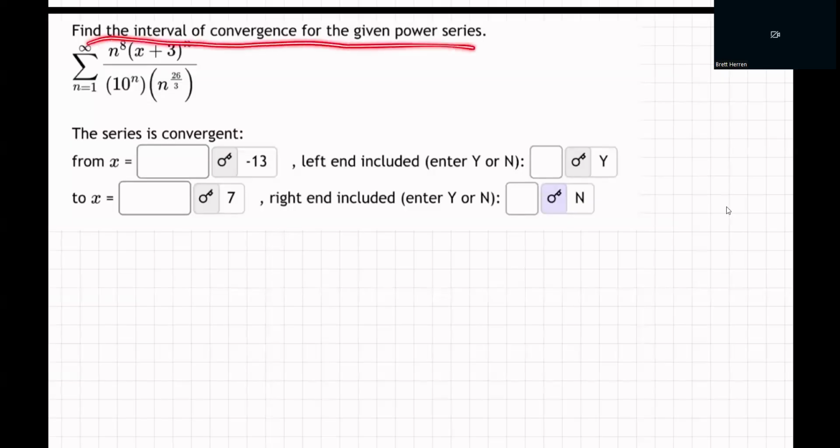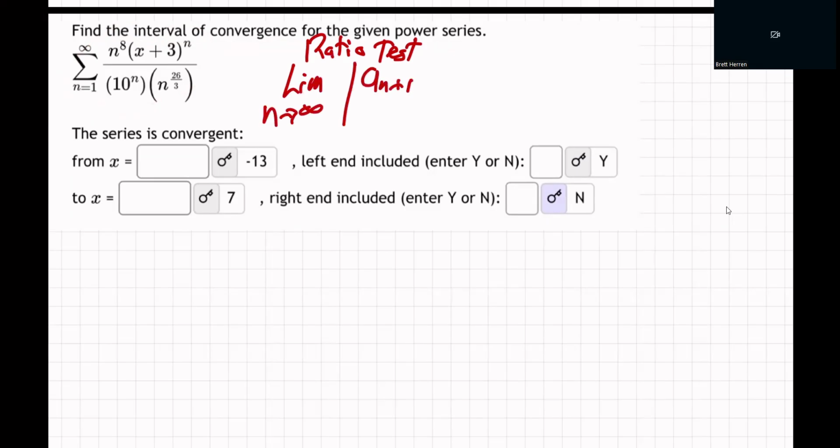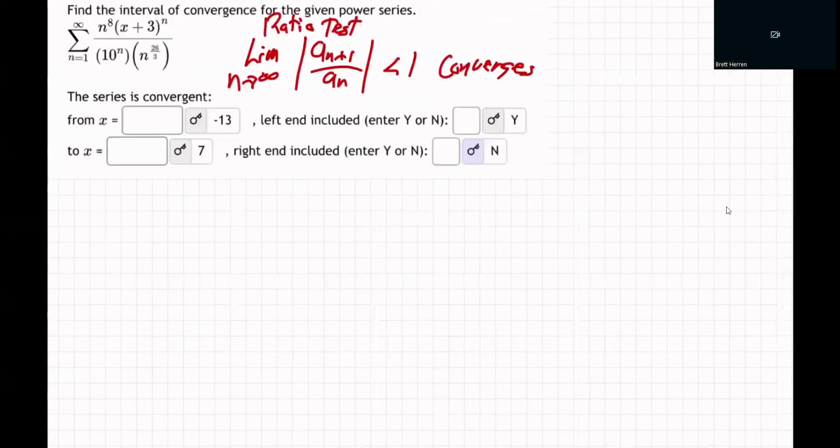Find the interval of convergence for the given power series. So you got that. How are we going to do this? We're going to do the famed ratio test, which says the limit as n goes to infinity of the absolute value of a sub n plus 1 over a sub n. Wherever it's less than 1, the infinite series converges, comes to a finite sum. All right, so let's do it.